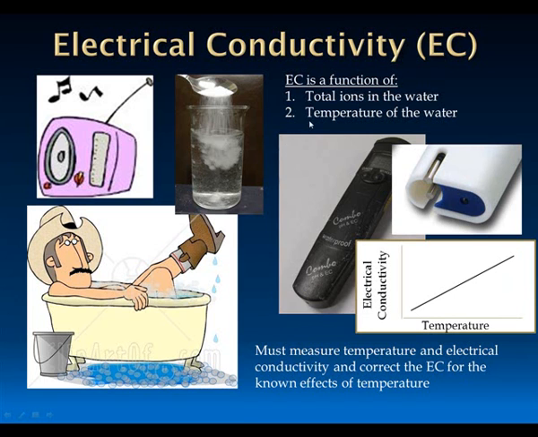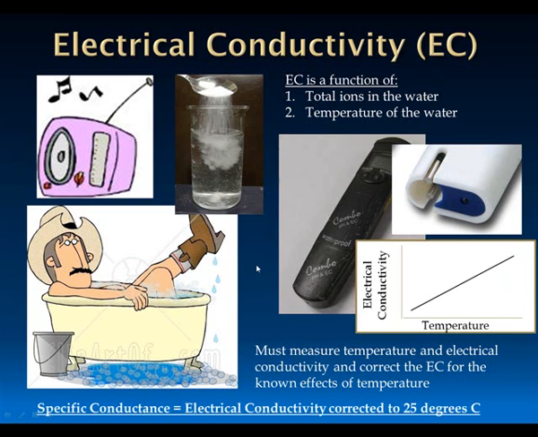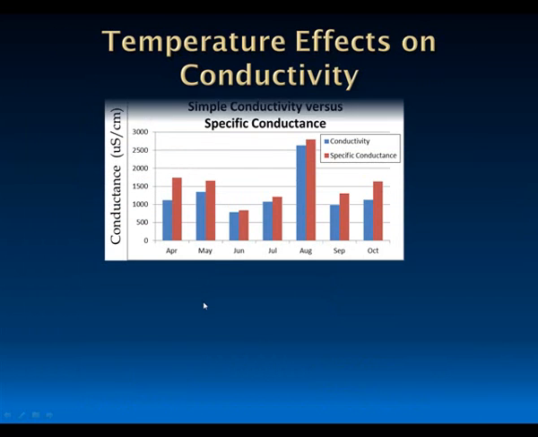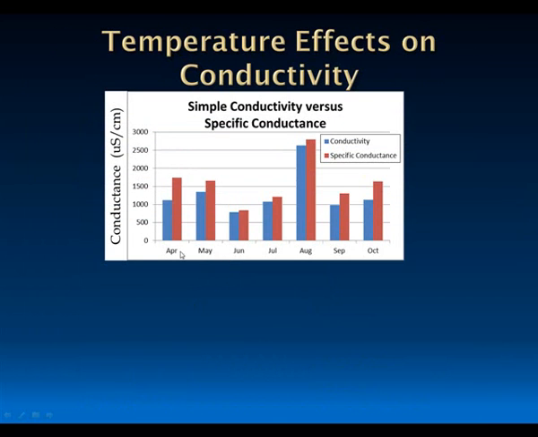But if we want to use it to estimate the amount of ions, then we need to go from electrical conductivity to specific conductance. And specific conductance is the electrical conductivity corrected to 25 degrees C. Okay? And so an example of what that looks like is if we measured both electrical conductivity and specific conductance over these months through the year.